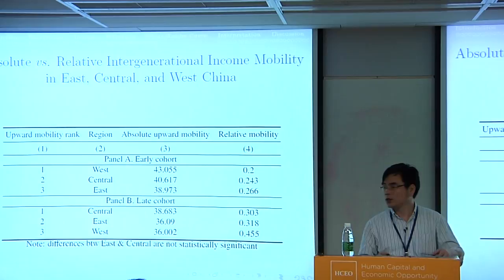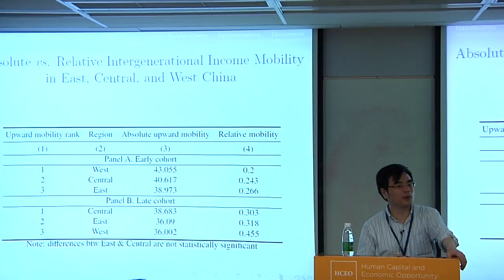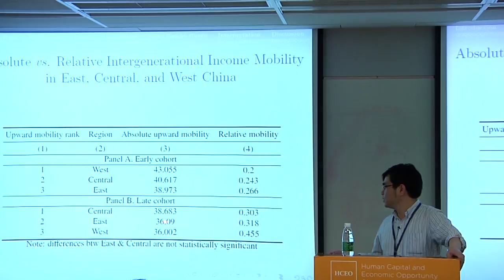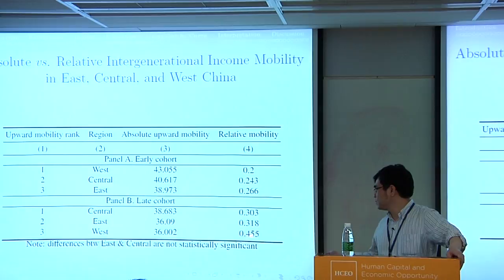The western region in the old days, because of such favorable policies, was doing well in terms of relative and absolute mobility. But the reform in recent few decades has benefited the east much more than the west, as we have seen earlier, right? So nowadays, the west is not doing so well in terms of absolute or relative mobility.